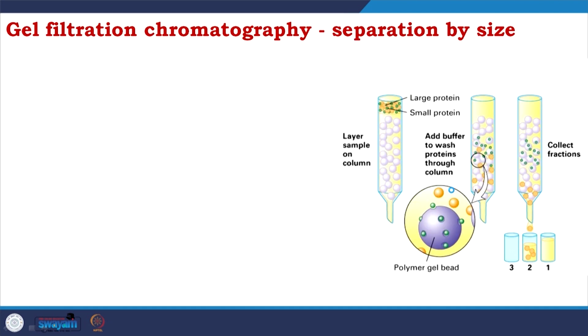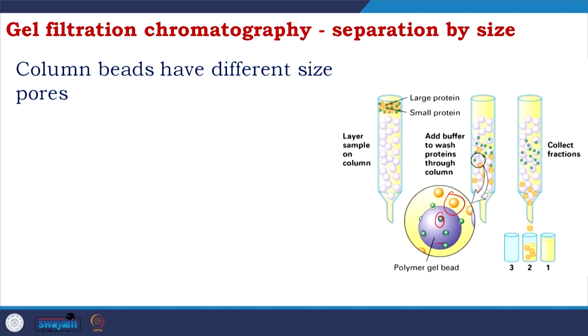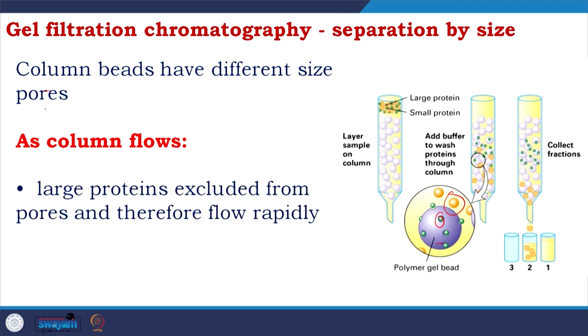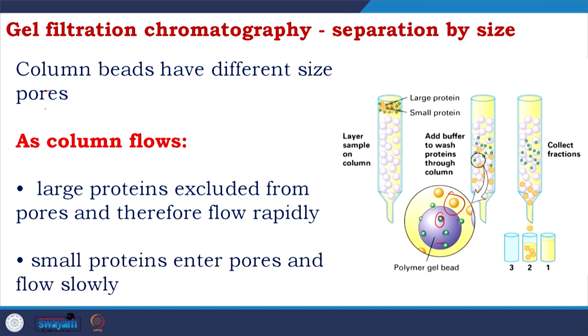Gel filtration chromatography: if you see, it is a column, every chromatography has a column, and there are several beads with different sizes, and the size is the key here. So, the column beads have different size pores, and as the column flows, you put the protein in the column, it flows there. Large protein is excluded from pores and therefore flows rapidly, and small protein enters pores and flows slowly.